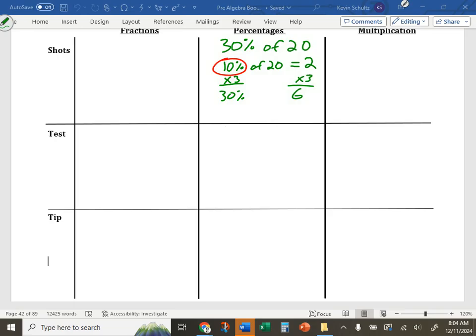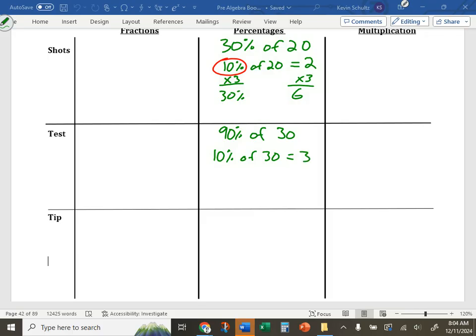90% of 30? I don't know what that is off the top of my head. So I'm going to break it down to 10%. Why 10%? Because it's easy to think about what goes into 30 10 times. Okay? 10% of 30 is what? 3.